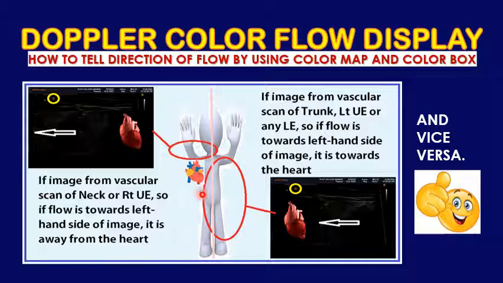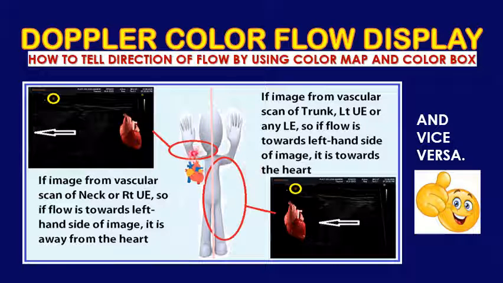So as we see here, I made this. For the left upper extremity, abdomen, pelvis, and lower extremities, if you put the marker, it will be in either this direction or this direction. So the marker will be towards the heart. And accordingly, the flow towards the left-hand side of the image is towards the heart. So it's going this way. So this is the virtual heart here. And if the flow is going this way, it will be toward the heart. If the flow is in the other direction, it will be away from the heart, an artery.